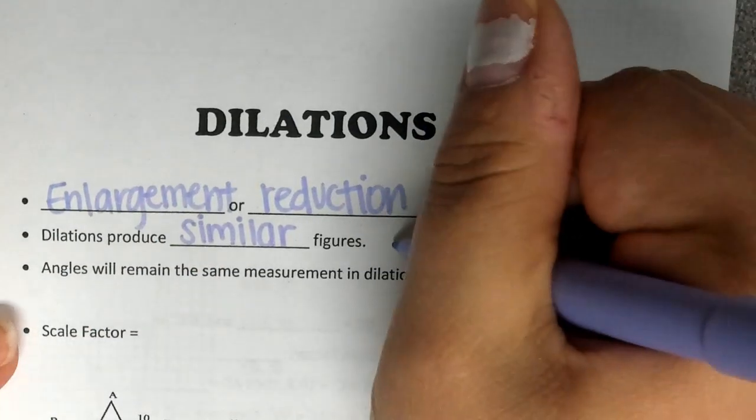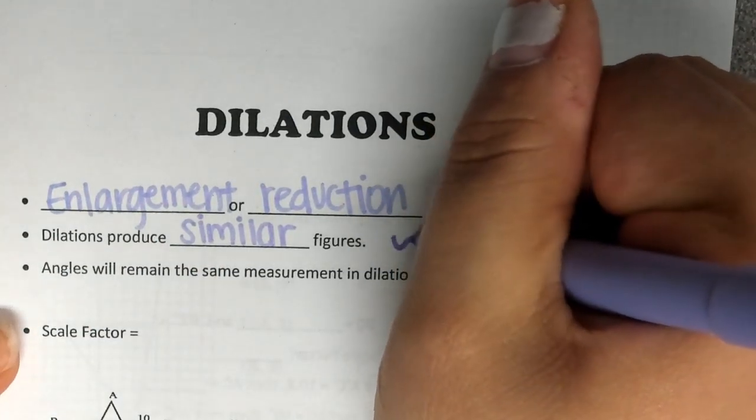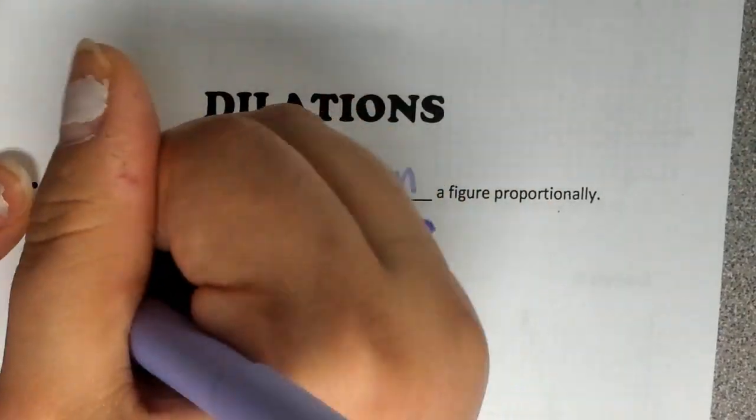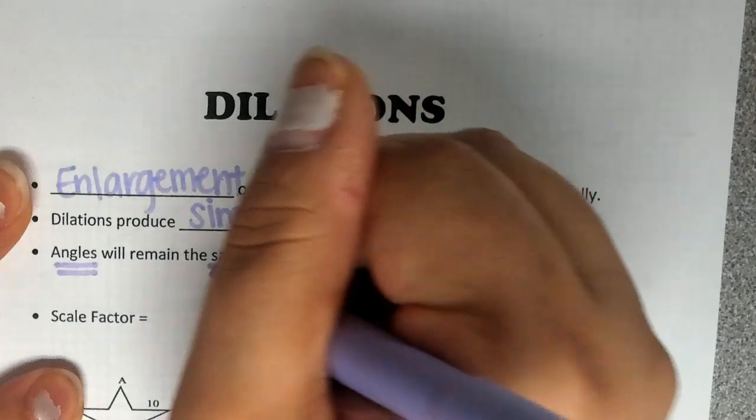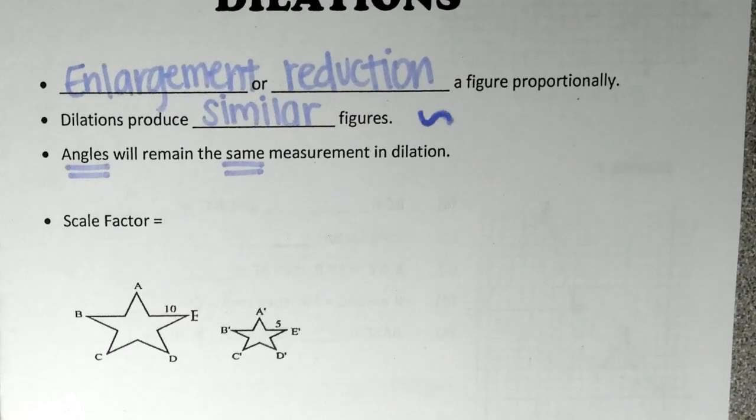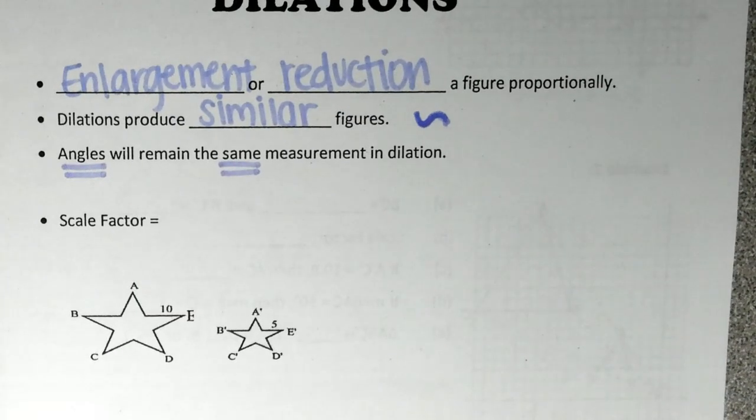And remember, just as a reminder, the similar symbol is a tilde. What I need you to remember is that angles will remain the same. Just because the size of the shape changes, the angles will not change. Okay? So, does anybody remember how to find scale factor?